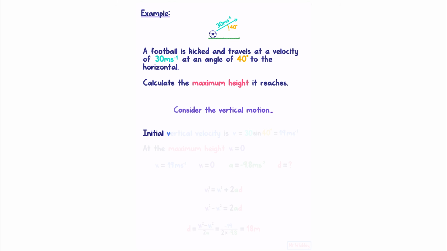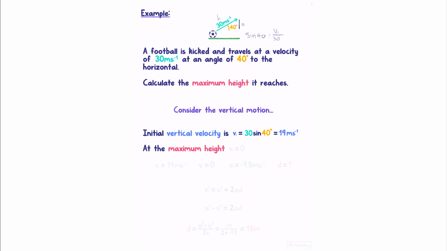We can find our initial vertical velocity using our sine relationship, where our vertical component of this 30 is the opposite side and our 30 is the hypotenuse. That means that sine of our angle 40 is equal to the opposite that we're trying to find, our vertical initial velocity, divided by our hypotenuse of 30. Multiplying both sides by 30 gives us vi equals 30 sine 40, which gives us 19 meters per second.